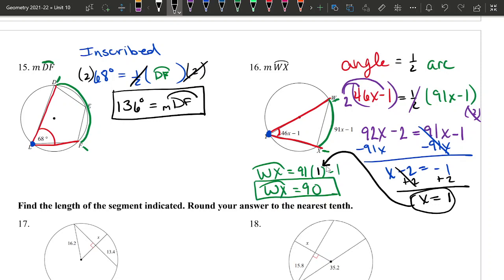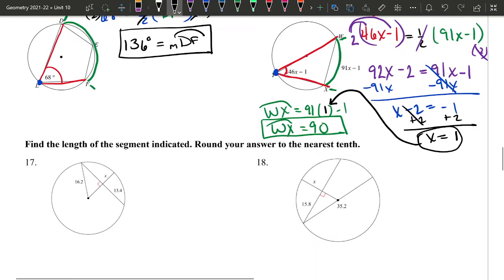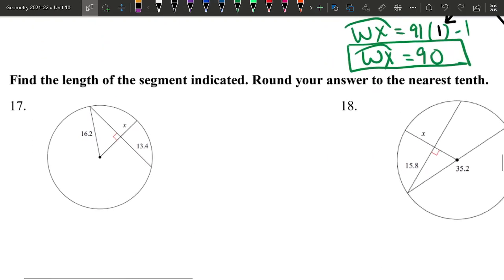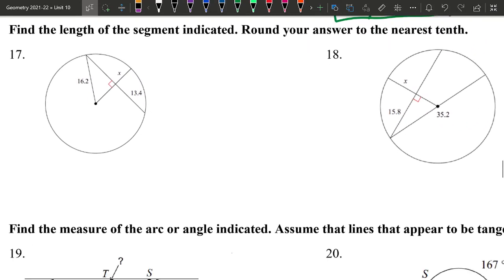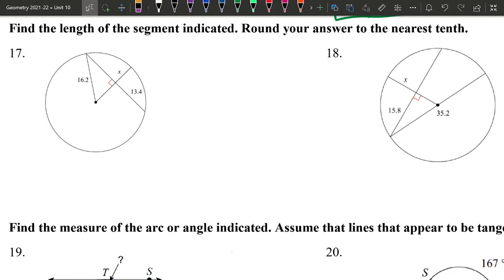So that wraps up inscribed angles. The next section, this is probably the hardest type of problem you're going to have on your test, is whenever you see the circle with all these little lines in it. Pretty much just telling you that you're going to use Pythagorean theorem most of the time. Find the length of the segment indicated, round to the nearest tenth. The theorem that goes along with this is that a radius is a perpendicular bisector of a chord.